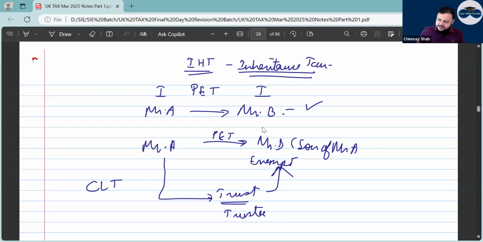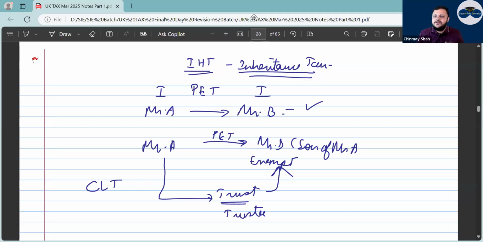One is a lifetime tax on gifts given by an individual to an individual or trust, correct? And the other is what? Taxation during death. In death also there are two taxations. I hope you remember. Tell me. Quickly, what are the two taxes?